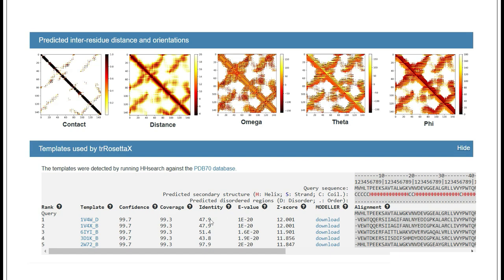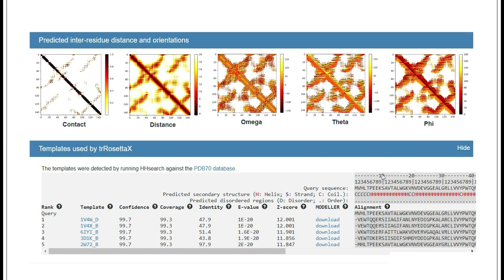Next is identity. It represents the percentage of identical residues between the query sequence and the template. And the e-value tells us how statistically significant the match is. A smaller value indicates a highly significant alignment. Then we have this Z score. It evaluates how well the template aligns with the query compared to other possible templates. A higher Z score indicates a better match. Then we have this modeler column. It provides links to download the model based on this template.